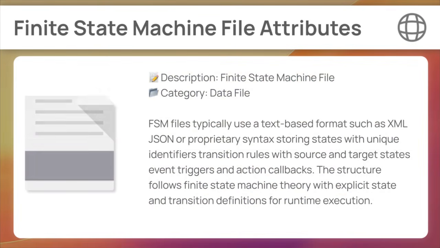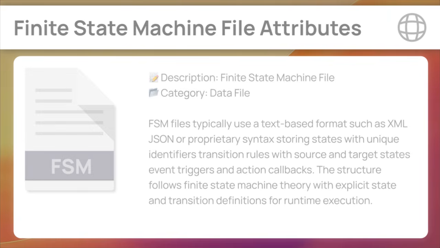FSM files typically use a text-based format such as XML, JSON, or proprietary syntax, storing states with unique identifiers, transition rules, with source and target states, event triggers, and action callbacks. The structure follows finite state machine theory, with explicit state and transition definitions for runtime execution.